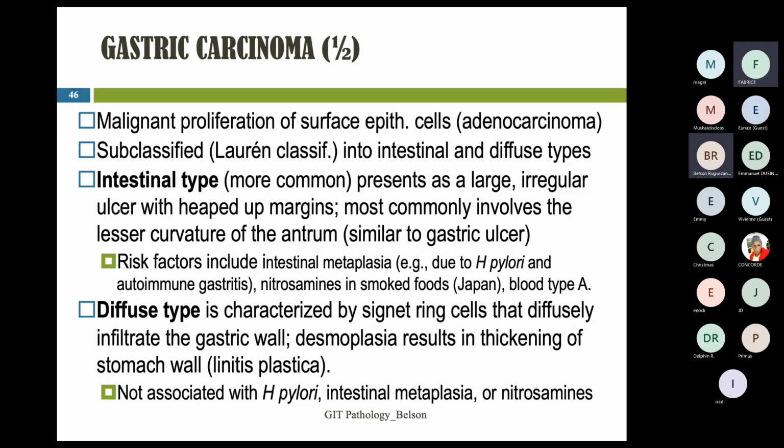It presents a large irregular ulcer with heaped up margins. Most commonly involves the restal curvature of the antrum, similar to the ulcer. I think I mentioned it. The risk factors are intestinal metaplasia, which is due to H. pylori and autoimmune gastritis, nitrosamine in smoked food.